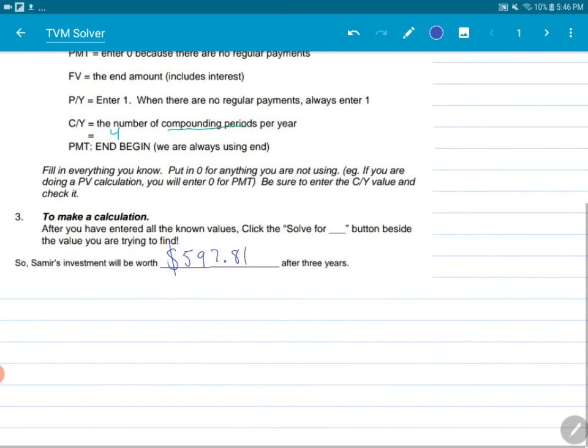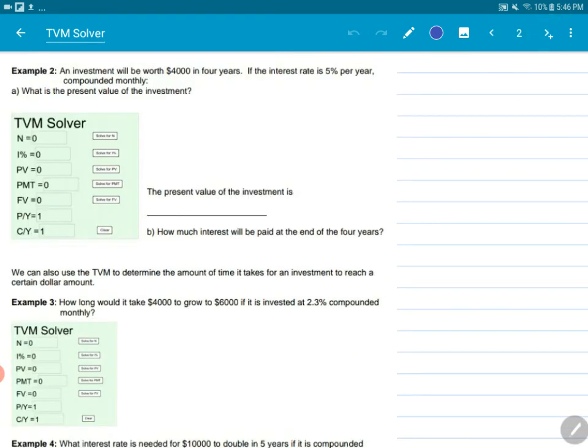So if we take a look at the next example together, your job is to identify the things that they give you and then fill in the TVM solver, and you click on the button for what you don't know. So this one here, an investment will be worth $4,000 in 4 years. So that's telling you your future value. It tells you the number of years, it tells you the interest rate %, compounded monthly. What is the present value? So it's asking you what's the present value, which means that this is the one that needs to be left as 0.